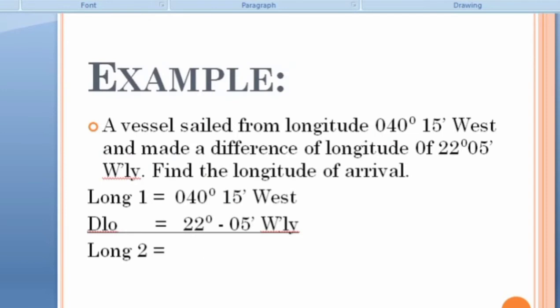Okay, so the next example would be: a vessel sailed from longitude 040 degrees 15 minutes west and made a difference of longitude of 22 degrees 05 minutes westerly. Find the longitude of arrival. So in this case, we have west longitude from and a westerly difference of longitude, which means that we are going on a westerly direction, or counterclockwise direction.